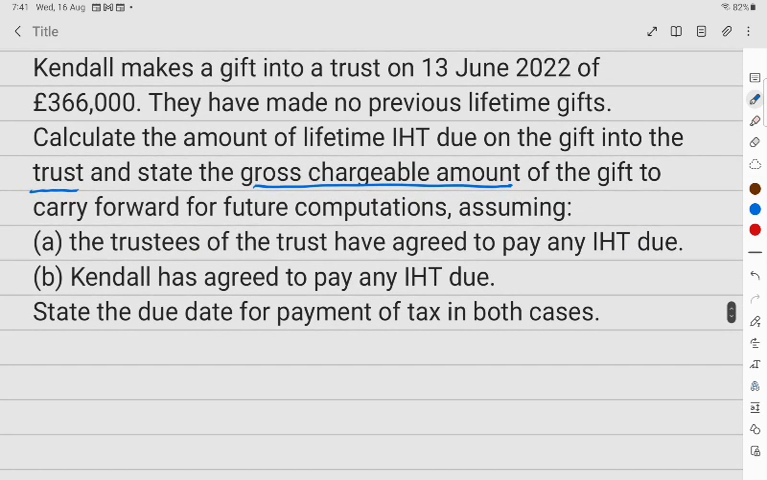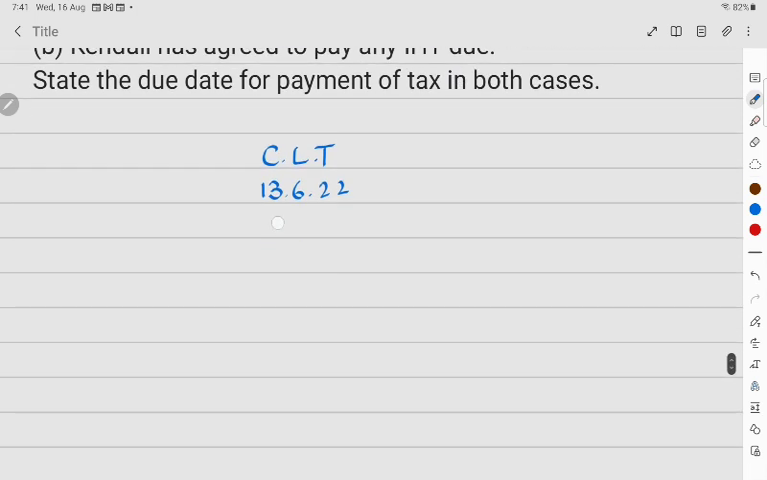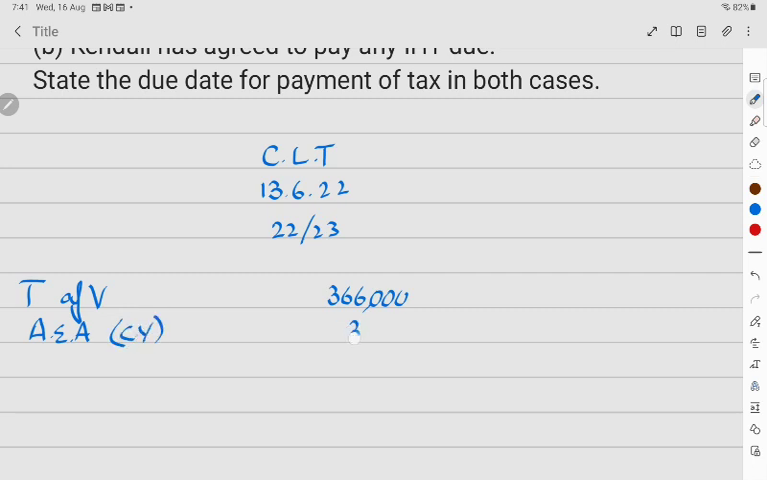So, first we have to consider the gift type, that is chargeable lifetime transfer. The date of gift is 13th of June 2022. So, the tax year is 22-23. First, you have to consider what is the transfer of value. So, it is 3,66,000. Out of this, you have to deduct the annual exempt amount of current year. Current year annual exempt amount is 3,000.